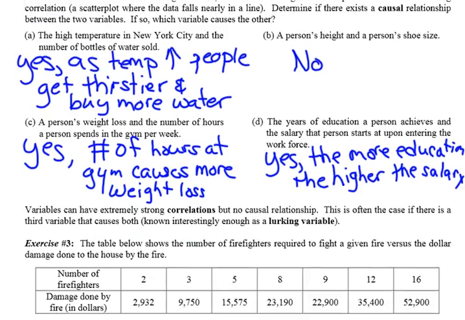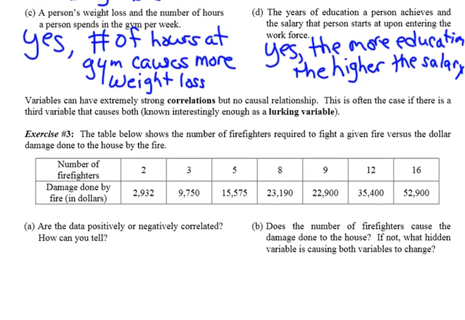Okay, variables can have an extremely strong correlation, but no causal relationship, sorry. This is often the case when there's a third variable that causes both. So when I take a look at this one, we're talking about the number of firefighters needed at a fire and the amount of damage done in dollars. So are the data positively or negatively correlated? How can you tell? They're positively correlated because they are both increasing.